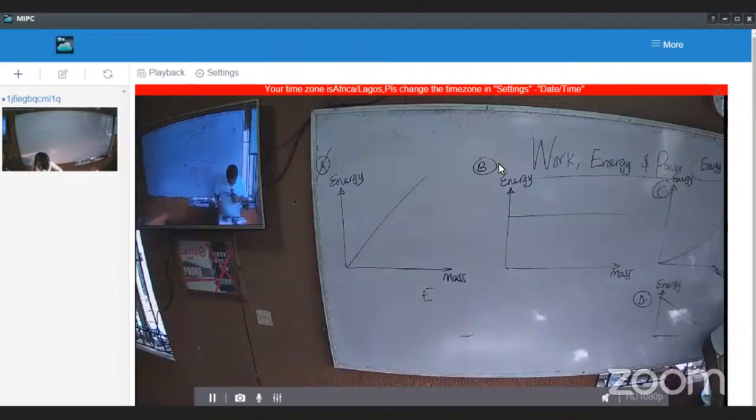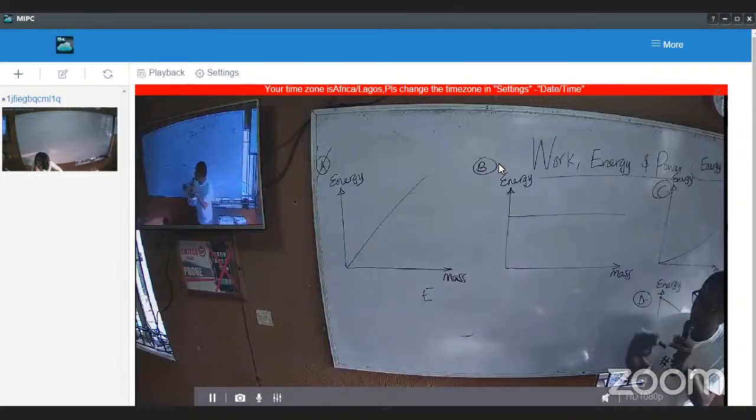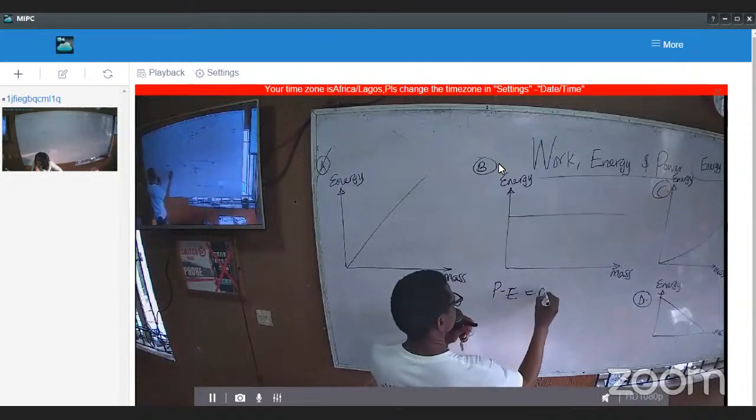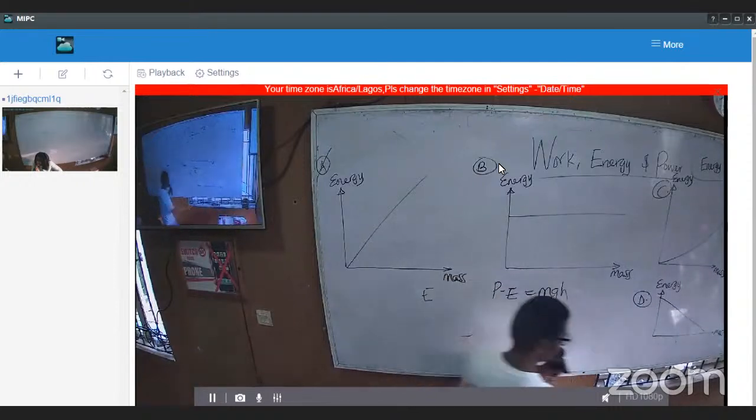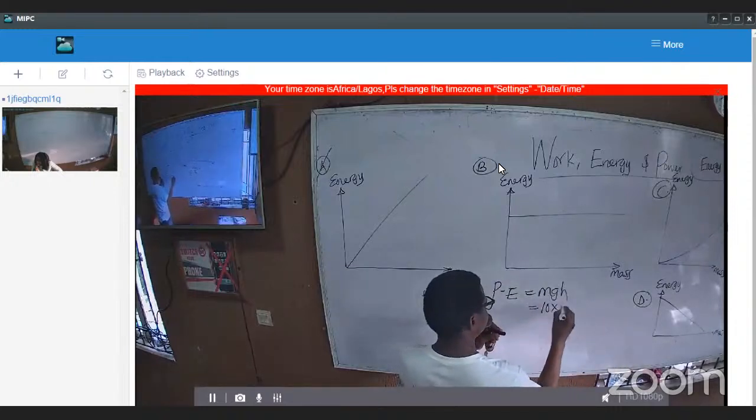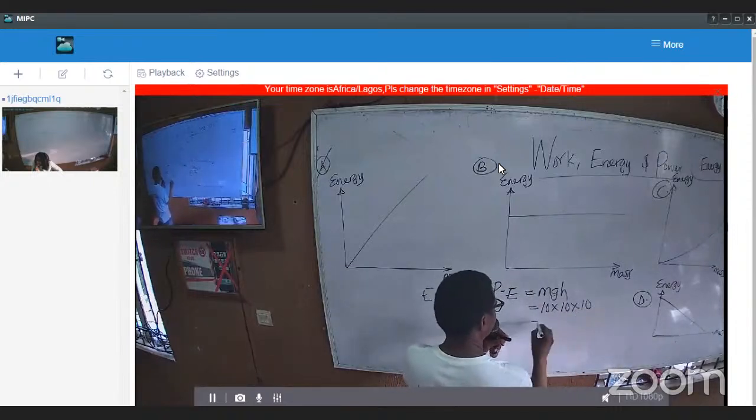Have you gotten your answer? Very good. Potential energy is mgh. How much mass are we given? 10. What's gravity? Height. So the answer is what? 1,000 joules.